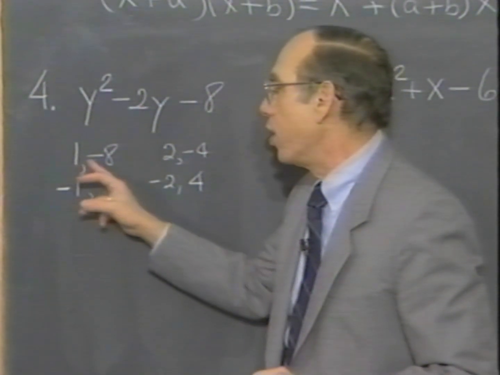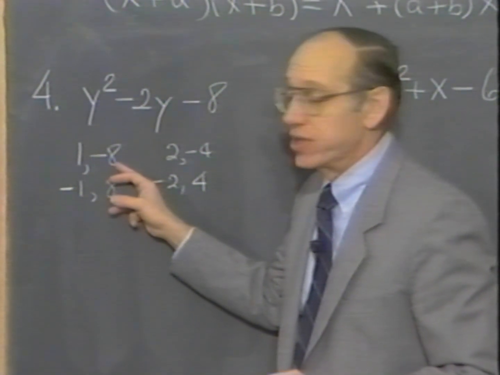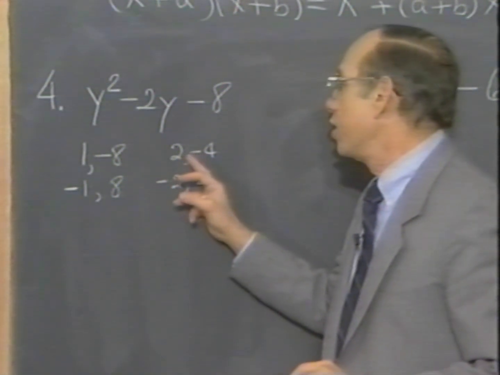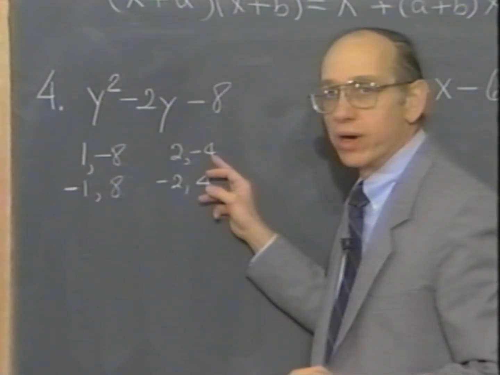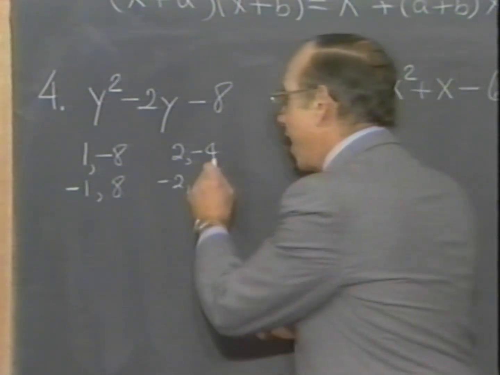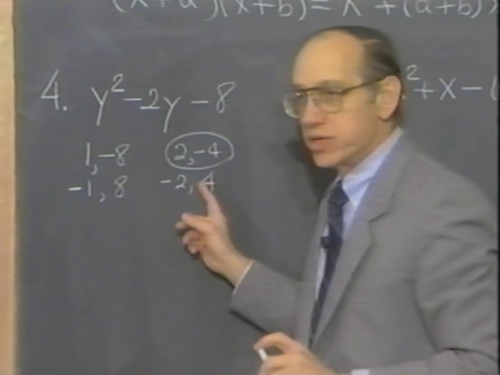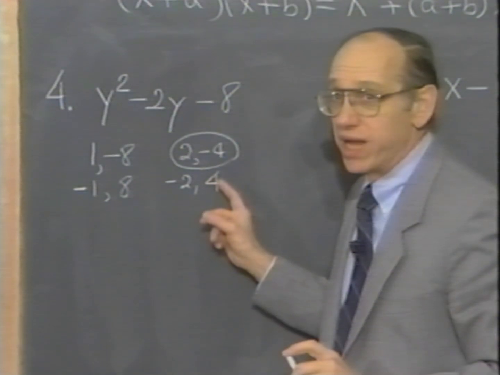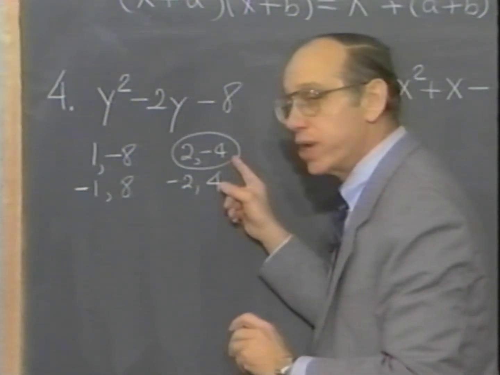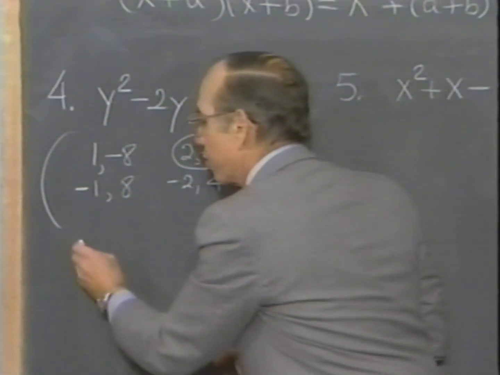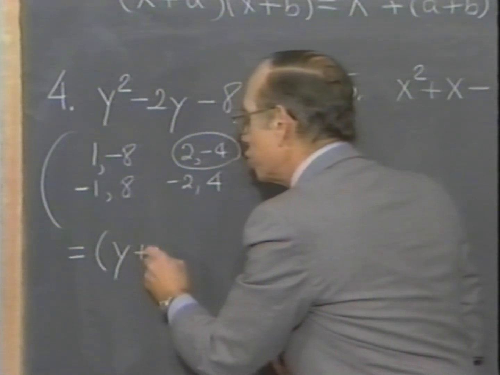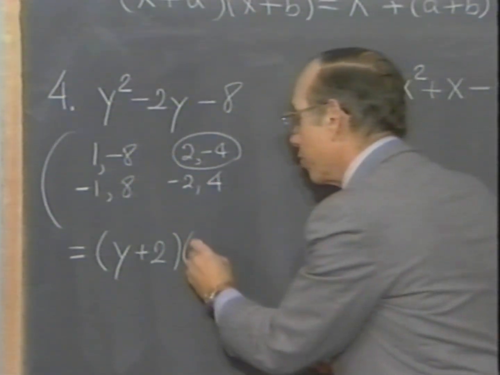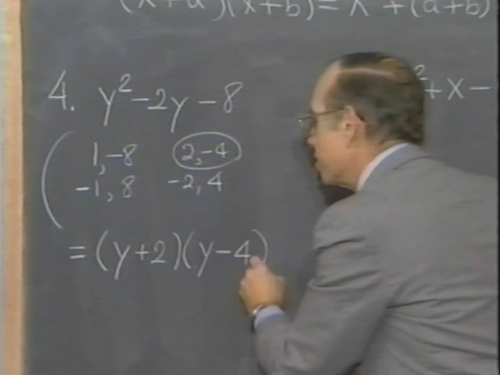Well, let's see. If I take 1 plus minus 8, that's going to be minus 7, so that can't be right. Minus 1 plus 8 adds up to plus 7. That's not right. 2 plus minus 4 is minus 2. That's the one I want. Notice this last one, minus 2 plus 4, would have given me plus 2. Would have been close, but not quite right. Wrong sign. So this is the one I want, and therefore my factors are y plus 2 and y actually plus minus 4, or simply y minus 4.